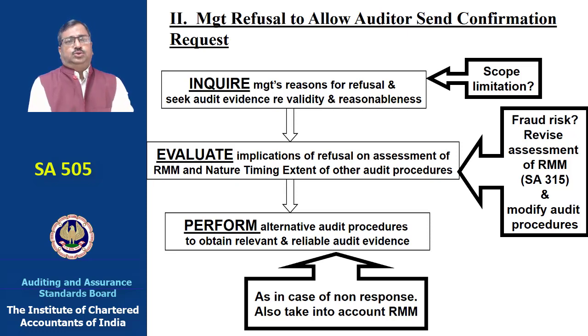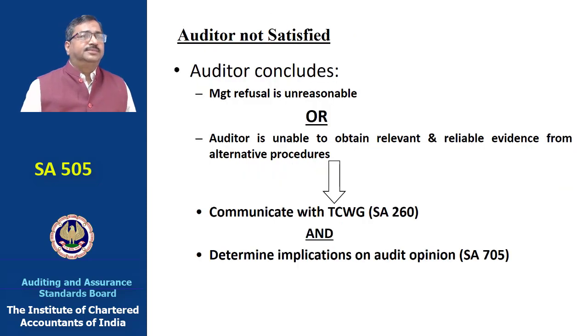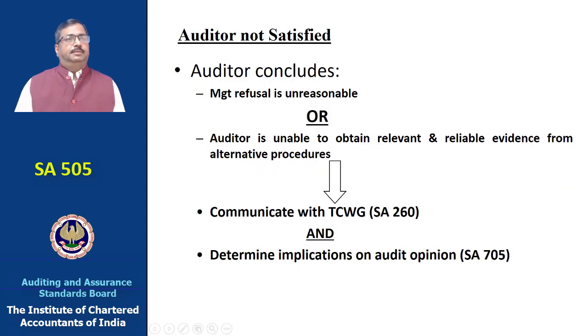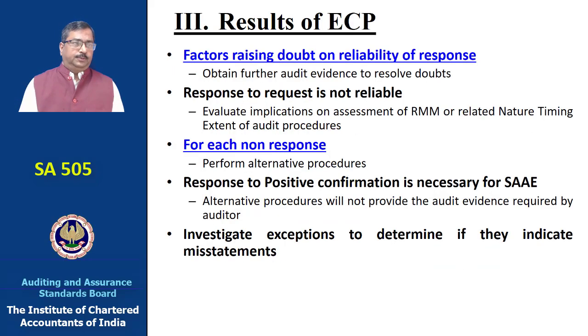The non-response to the request is also considered as one of the risks to material misstatement in the financial statement. When the auditor considers that the management refusal for sending external confirmation is unreasonable, or the auditor is unable to obtain relevant and reliable audit evidence from the alternative procedures, then he has to communicate this to those charged with governance under SA 260 and determine whether suitable modification needs to be given in the audit report.